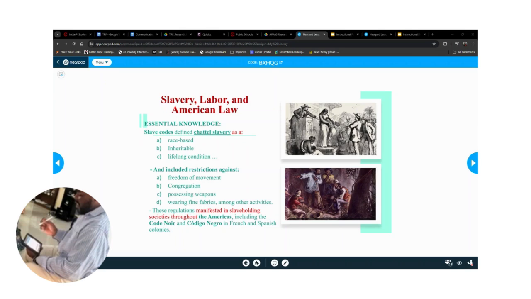It also included restrictions on freedom of movement, congregations, possessing weapons, and wearing certain fabrics, among other activities. So, in other words, if you were deemed a slave, you got treated as such. Does that make sense to everybody? There's no ifs, ands, or buts about it.